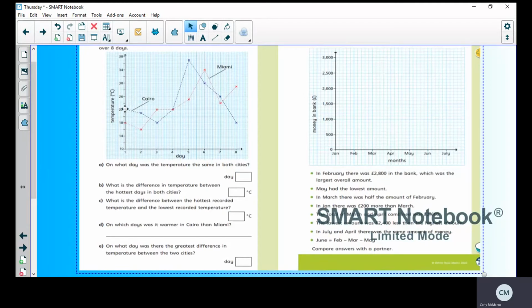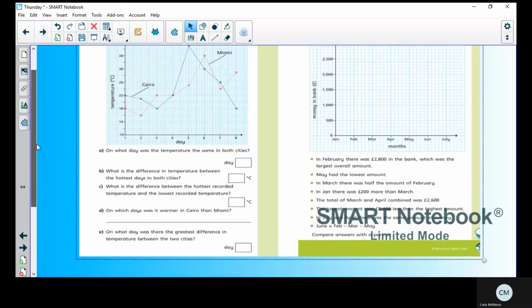If you look at day 1, the blue line's above the red line. So on day 1 it was. On day 2, the blue line's above the red one. So on day 2 it was. Oh look though, on day 3, the blue line is below the red line. So that day wasn't hotter. And work your way through each day and record them.